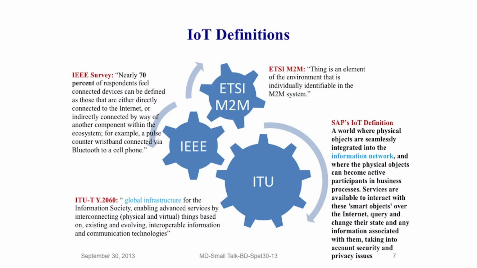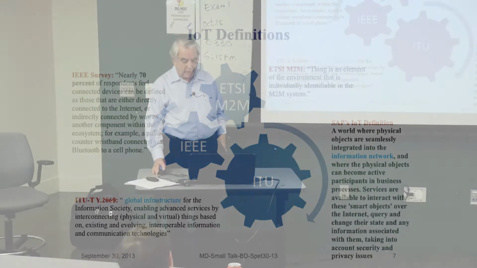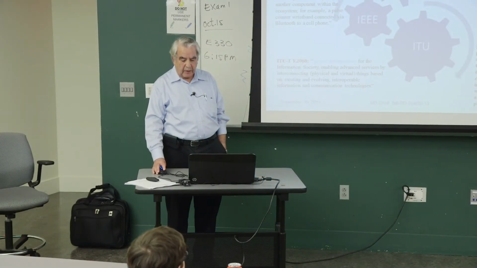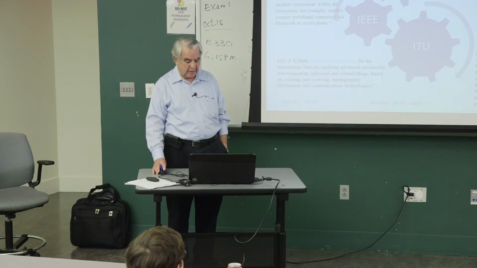So many definitions. I like this one, this is a software company. IEEE has a definition. ETSI, this is the European communication, whatever. ITU is the world, they have all definitions. This one is good: a world where physical objects are seamlessly integrated into information networks, and where the physical objects can become active participants in business processes. Services are available to the internet, and therefore at the end it says intelligent decision comes from the data, and there are privacy issues. I'll mention that.